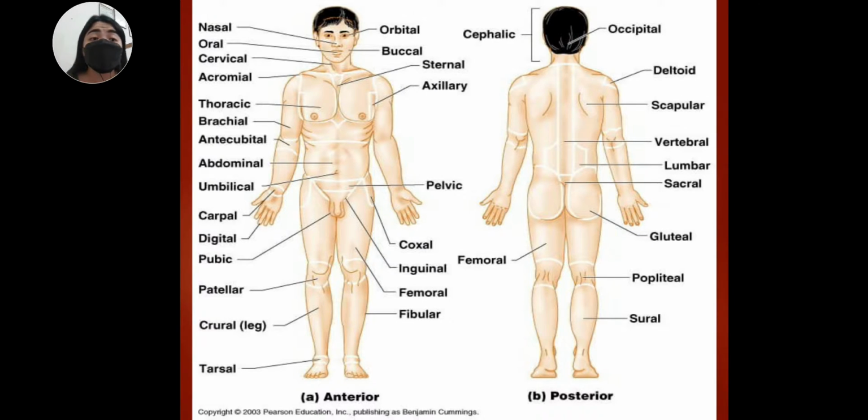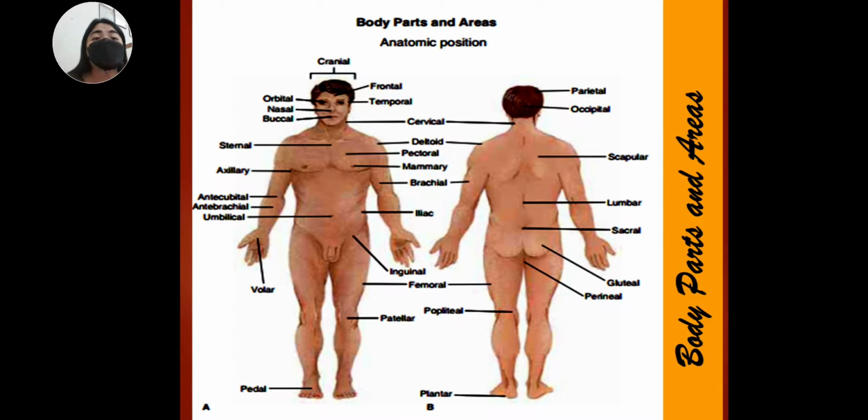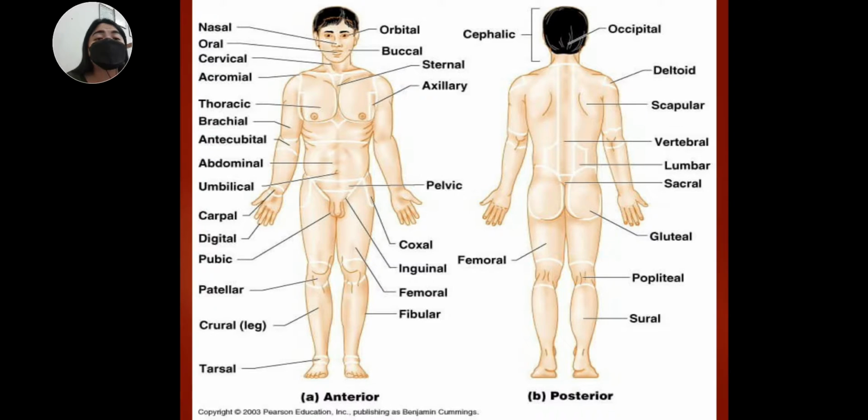We have femoral also, popliteal, and soral. So that was the anterior and posterior of your body. As you can see in the illustration, you will know now the location of different parts. Comparing it to another illustration like this one, it is the same. Actually, it is the same as this illustration.